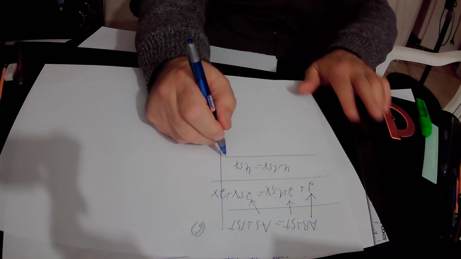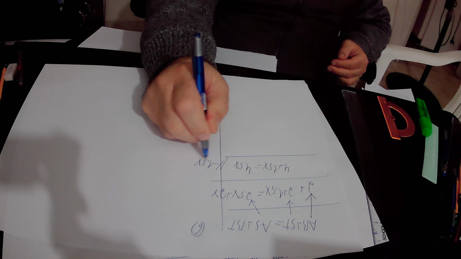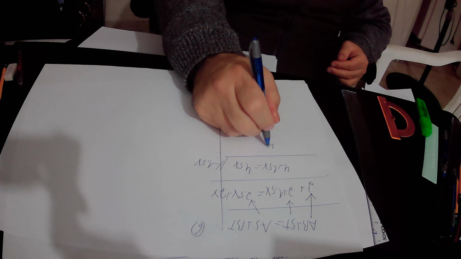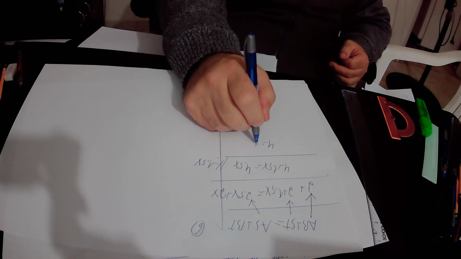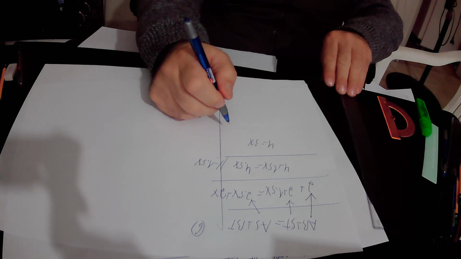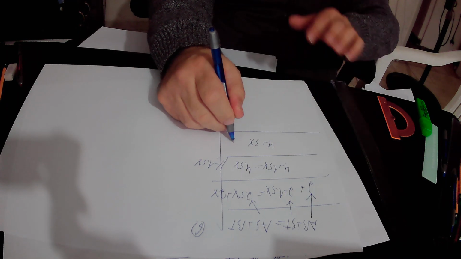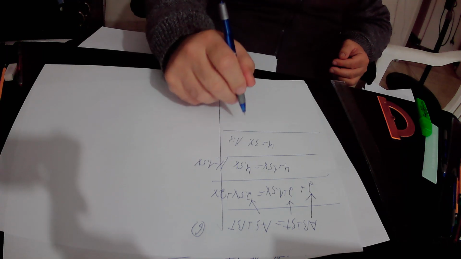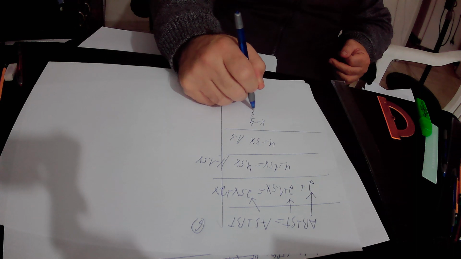Here we subtract 1.5x from this equation, and we get that 4 equals 4.5x minus 1.5x, which is 3x. So 4 equals 3x. Here we divide this equation by 3. And finally we get that x equals 4 over 3 units in length.